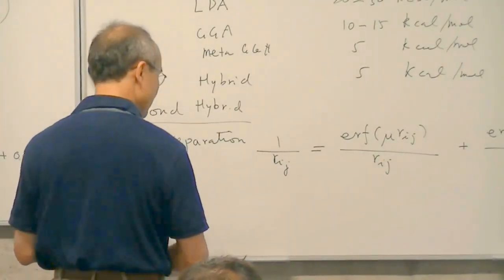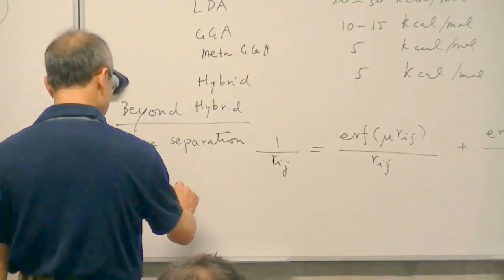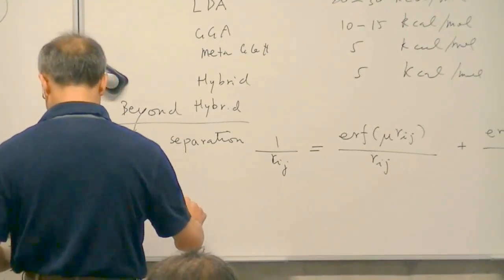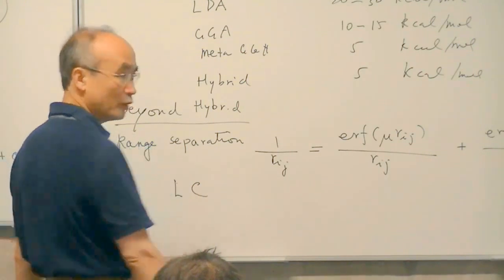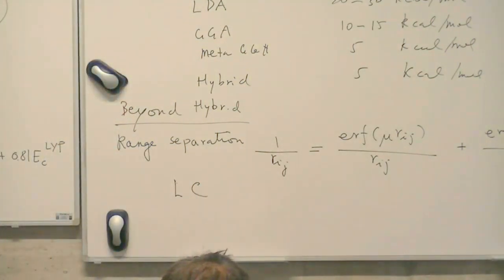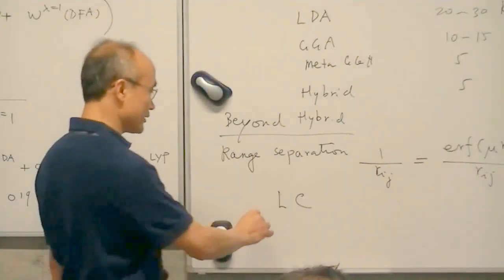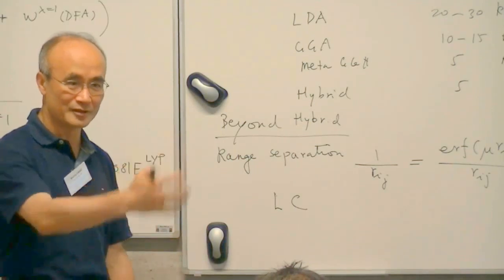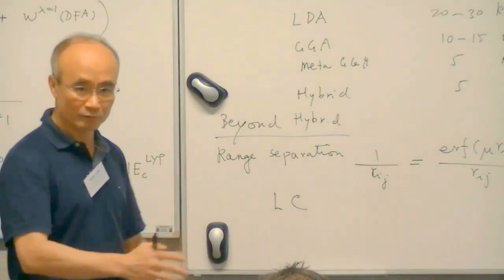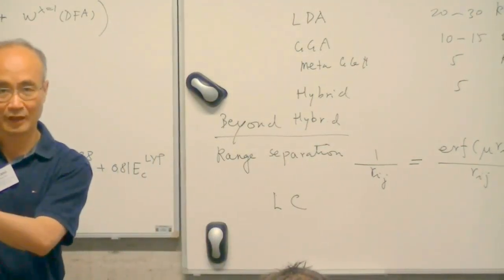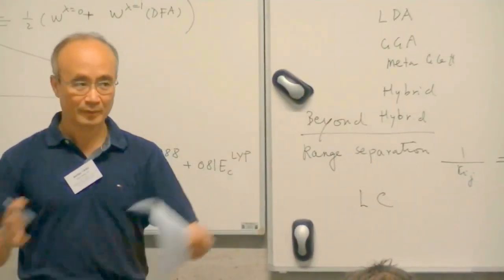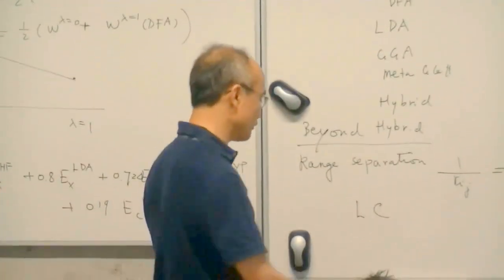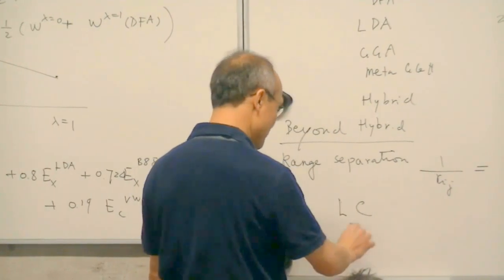One of the very useful functionals is the long-range corrected one, including long-range Hartree-Fock and short-range DFT. So long-range corrected functional, or LC, and you can do LC-LDA, LC-GGA, many things. So including 100% of long-range Hartree-Fock, with the short-range just using DFT functionals. So these are interesting functionals.